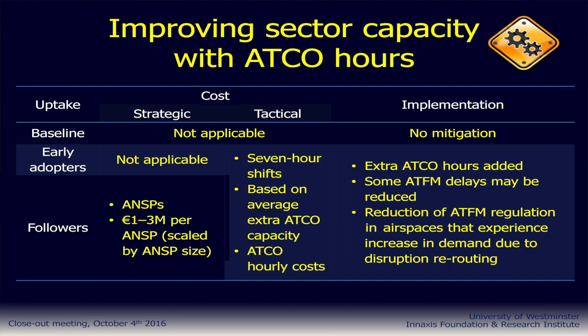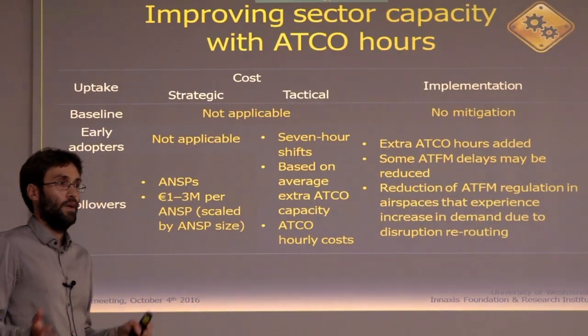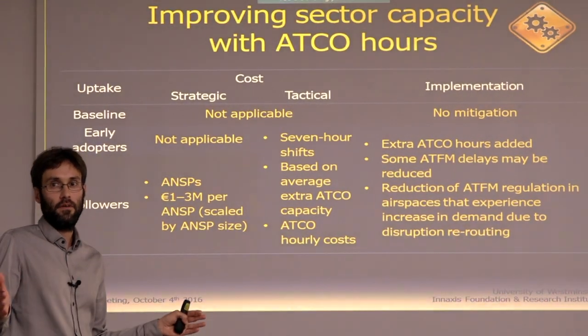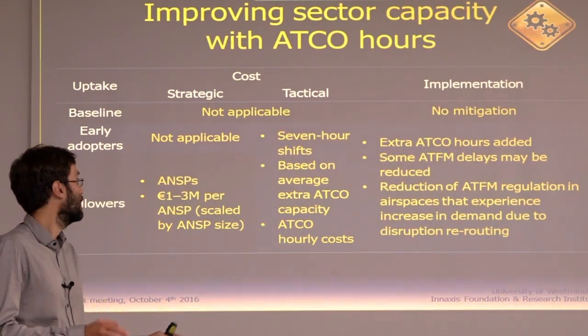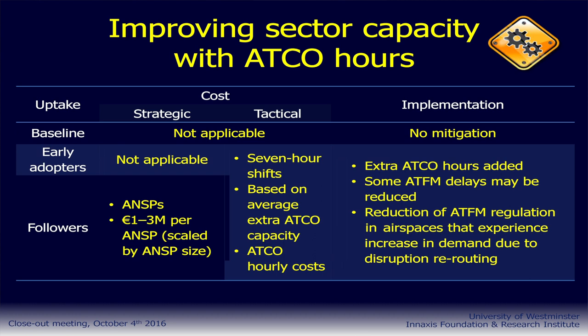For the implementation, for the early adopters, there is no strategic cost as we assume that they already have the system in place to be able to do this. For the followers, we have a range of values between 1 and 3 million based on the NSP size. For the tactical cost, what we are assuming is that when we add controllers, we are adding a shift of controllers, so a 7-hour shift. The cost is based on the reported ADCO hours cost, which is the tactical cost of having those controllers working. How many controllers are needed in order to mitigate the disruption?